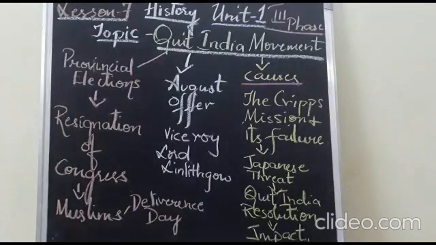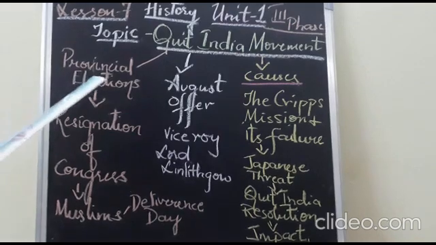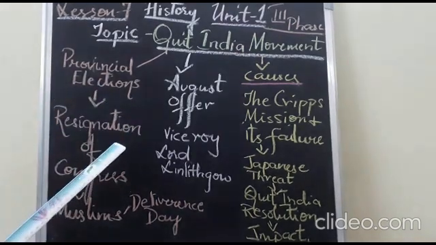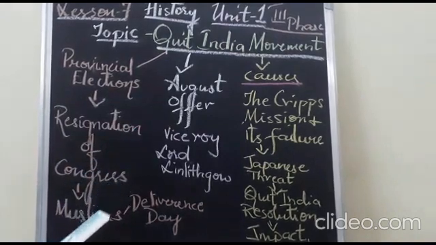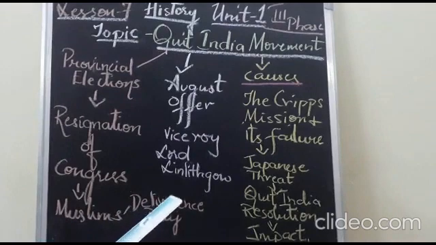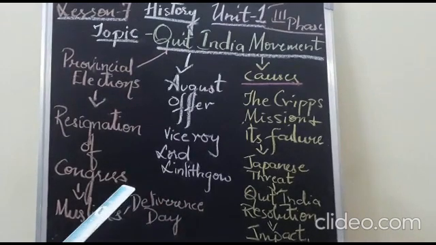Well, students, we move on to the new chapter in history, lesson 7, Unit 1. We are still in the third phase. The topic is the Quit India movement. So in this topic, we are going to see the provincial elections which took place, then the resignation of the Congress, and the Muslims who considered it to be a Deliverance Day when the Congress resigned.